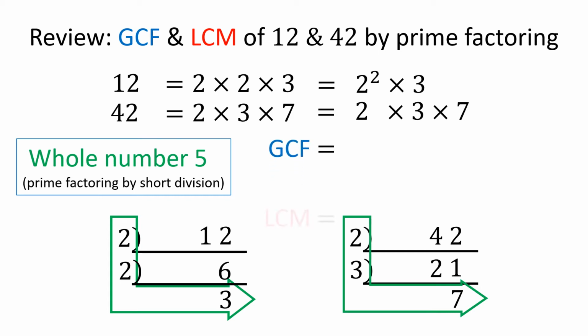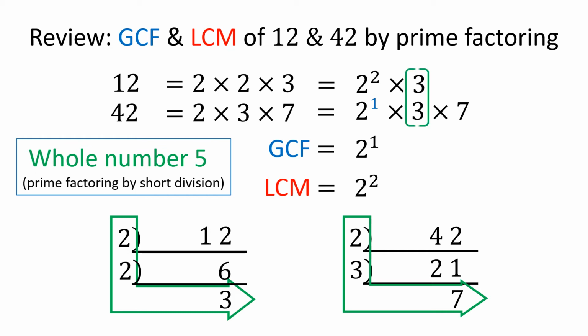Now let's find the GCF and the LCM. For prime number 2, 12 has 2 squared, and 42 has 2. 2 has no exponent, but we can place 1 in the exponent. We have to choose the smaller exponent, which is 1, for GCF. So 2 to the power of 1 is for GCF. And we choose the larger exponent, which is 2, for LCM. So 2 squared is for LCM.